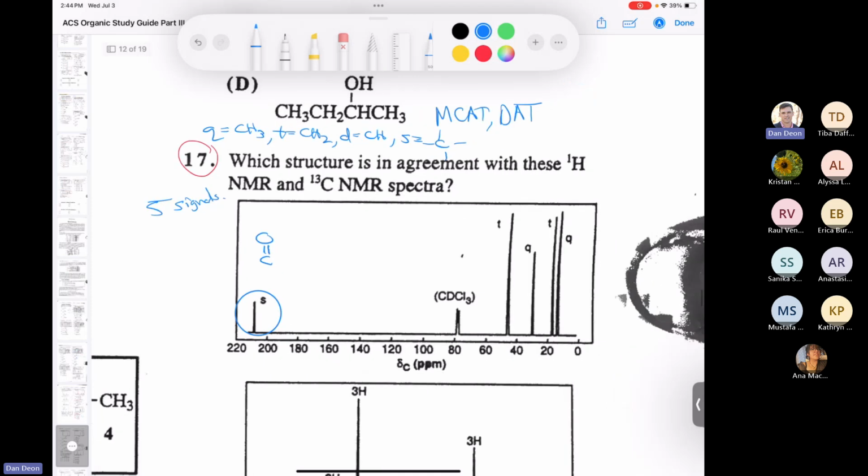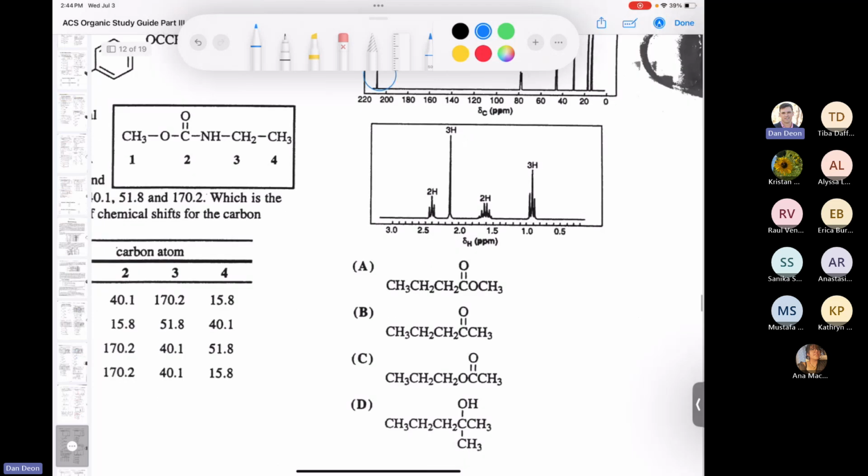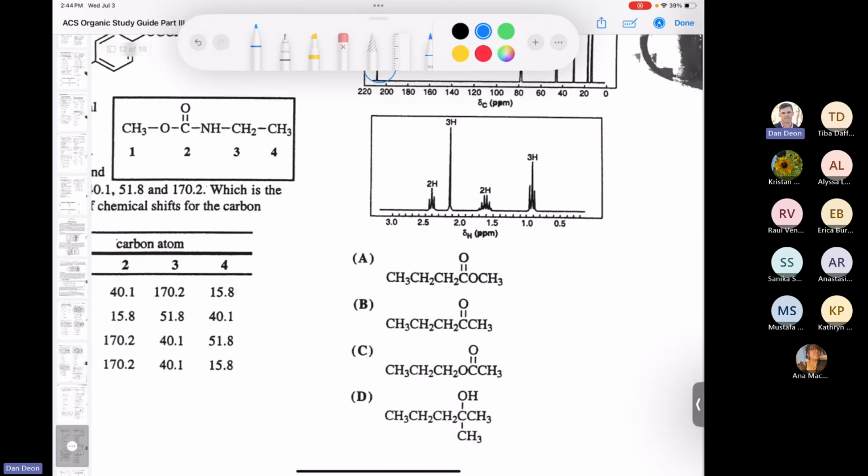What else? So if we have a T, that means we've got a methylene, a methyl, a methylene, and a methyl. What's kind of annoying is if you look at the 4 answers, the only one that we can cross off is D because there's no carbonyl in it. Now, if we look at A, B, and C, all have carbonyls in them.